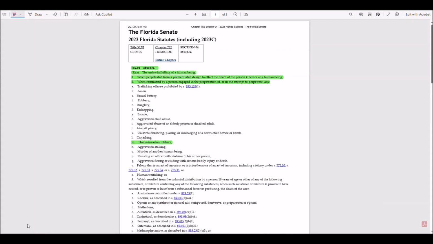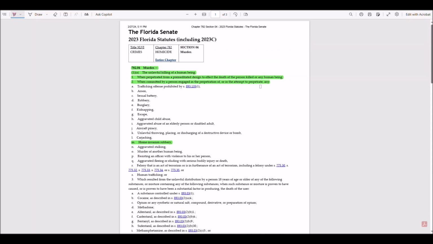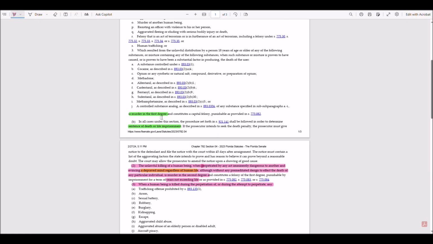So to recap, the differences between first, second, and third degree murder are as follows. First degree murder is you have to have a premeditated plan to do it. You make a plan to do it, and then you pull it out. That's condition 1. Yep, that right there is murder in the first degree. Or when you commit or try to commit any of these felonies, which home invasion robbery is one of them. That is murder in the first degree, and you get sentenced to life in prison or death.